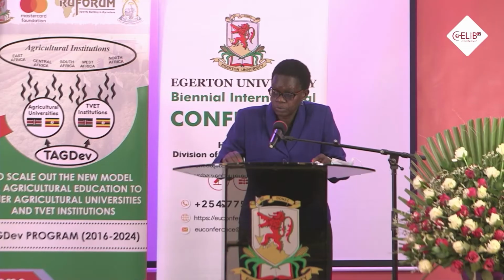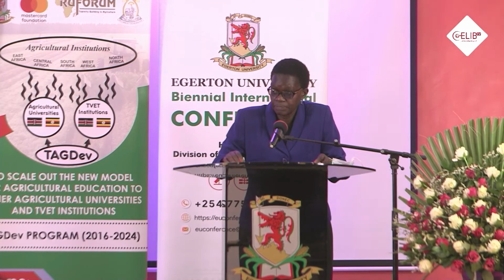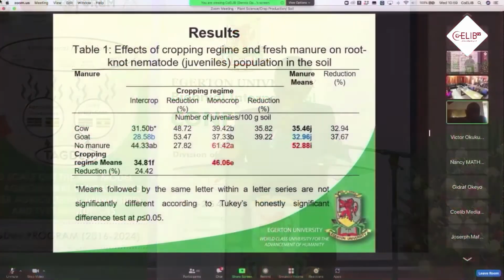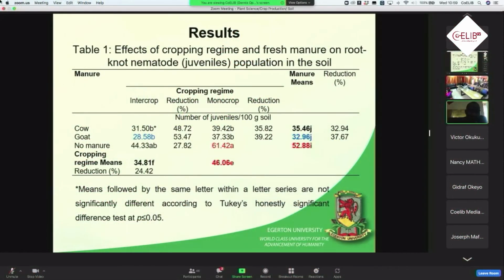On the results part, the first one is a table showing the effect of the cropping regime and fresh manure on root knot nematode population. Where we had no manure or cropping regime, the population of the nematodes was high, while those with goat and cow manure and the slender leaf, the population was low.